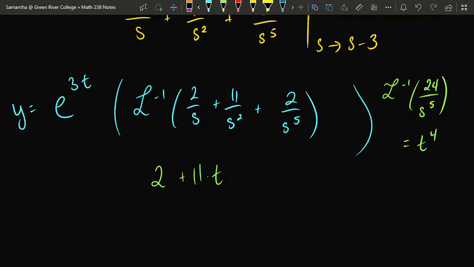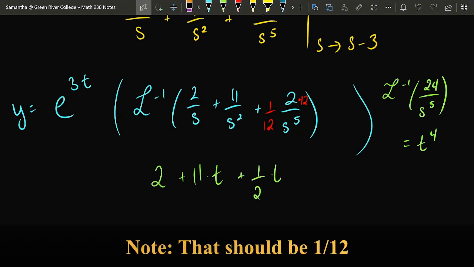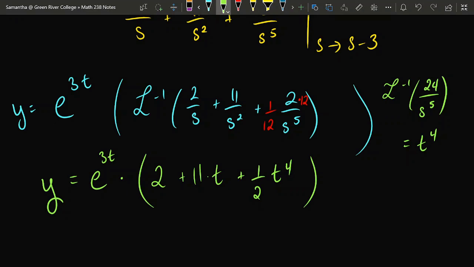So what I'm going to do is multiply the extra factor of 12 that I need, at the cost of dividing by that same 12. So now I have plus 1/12 t to the 4th power, and if I multiply that by e to the 3t, then that is our y value. That is the solution to the initial value problem.